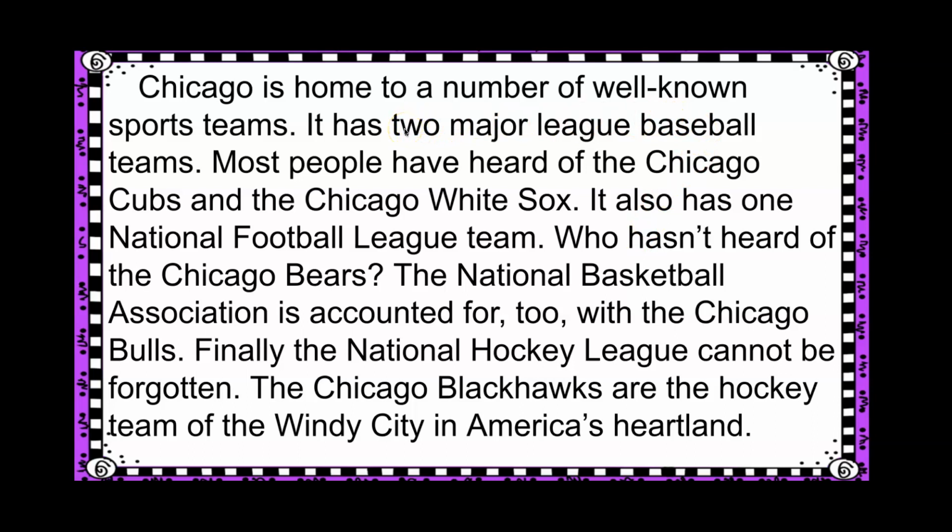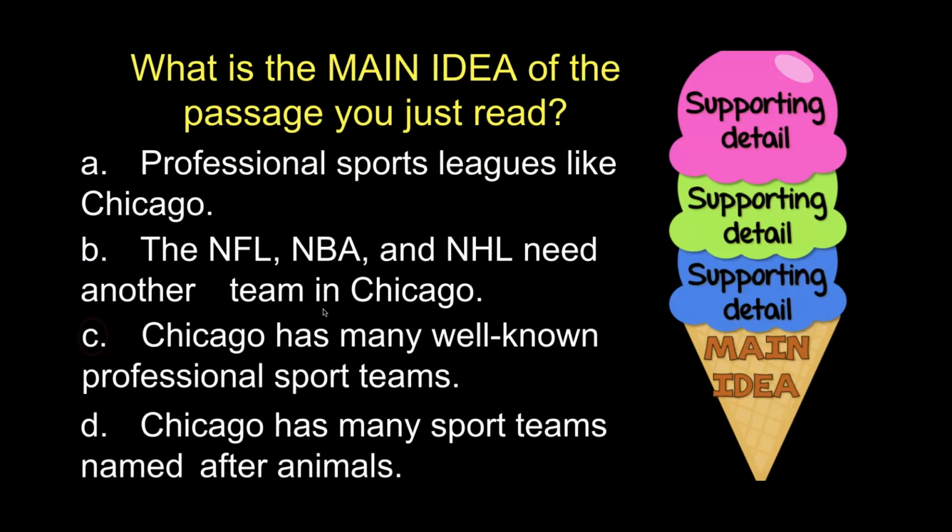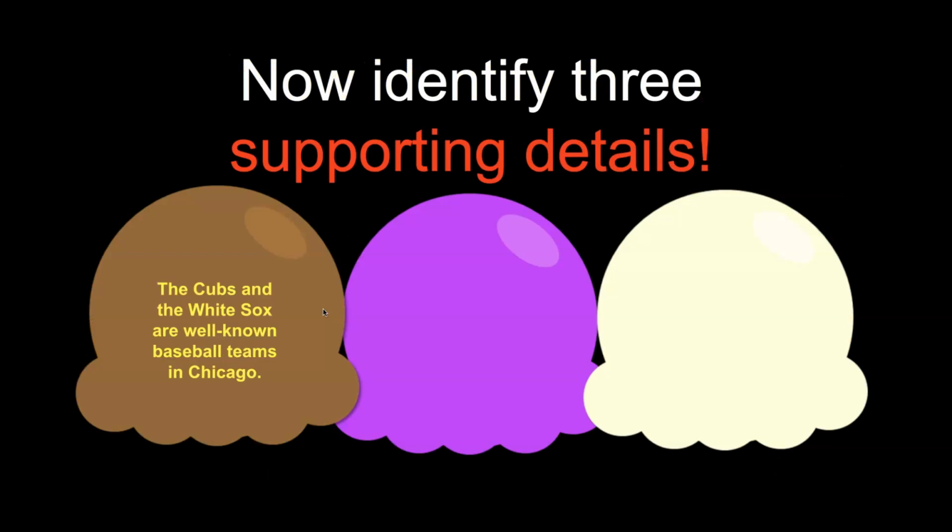We've got baseball, Major League Baseball, Chicago Cubs, Chicago White Sox. We know there's a National Football League, which is the Chicago Bears. We know there's a National Basketball Association, and it's the Chicago Bulls. And we know hockey is also in there, Chicago Blackhawks. So let's go back, and there's our main idea. And let's look at our sporting details.